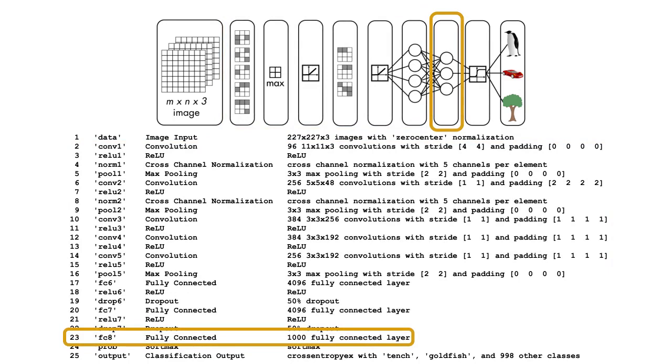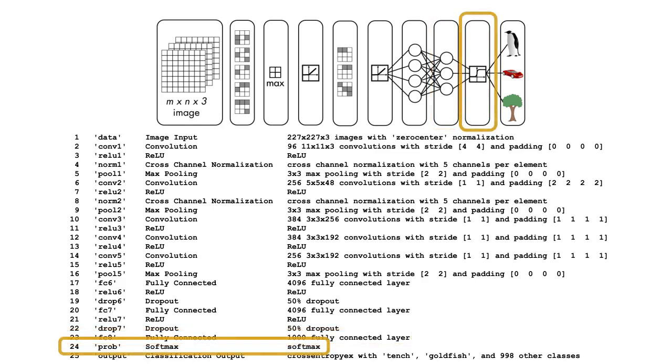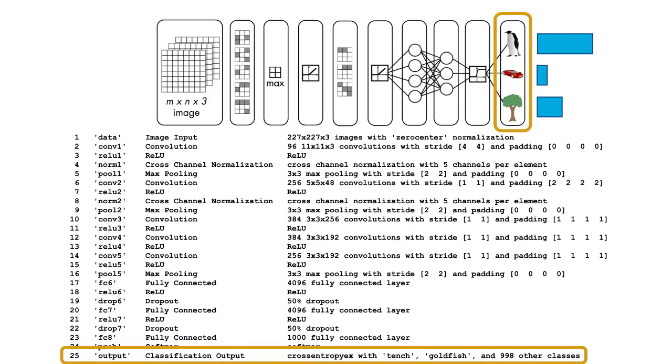This takes the extracted features from the previous layers and maps them to the 1,000 output classes. Then the next layer, the softmax layer, turns the raw values for the 1,000 classes into normalized scores, so that, roughly speaking, each value can be interpreted as the network's prediction of the probability that the image belongs to that class. The last layer then takes these probabilities and returns the most likely class as the network's output.